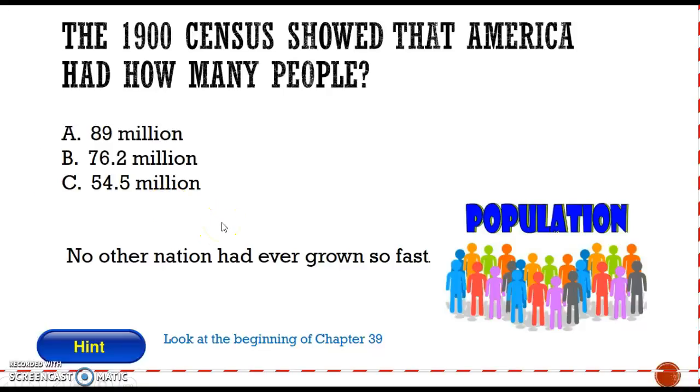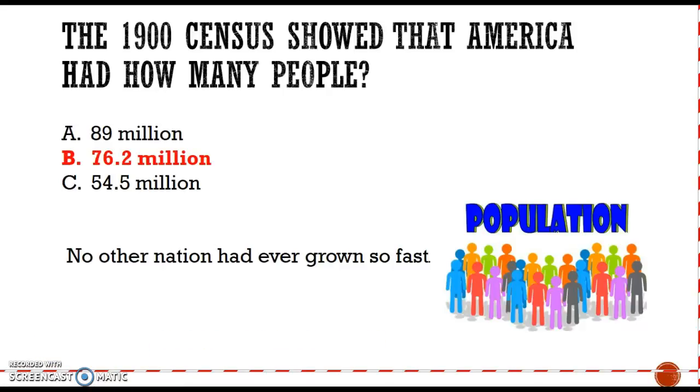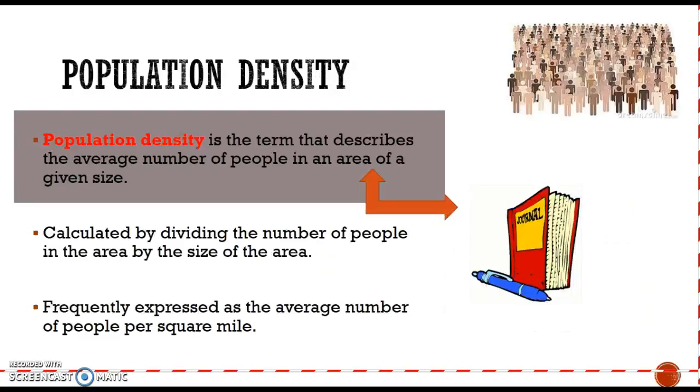All right, so I'm not going to tell you the answer. This is something you may want to write down in your history journal. Once you have found that answer, write down how many people were living in America in the year 1900. And I have a hint here to help you find it. Write that down. Oh, there's the answer. I decided to be nice and give you the answer anyway. I tricked you. So 76.2 million people. No other nation had ever grown this fast in the history of the world.